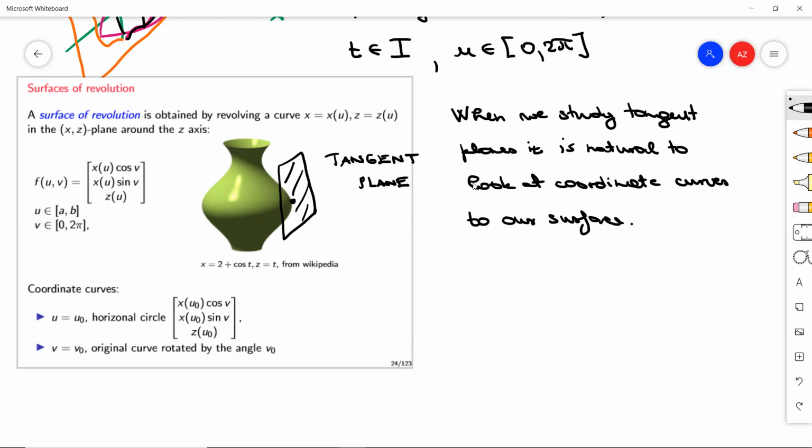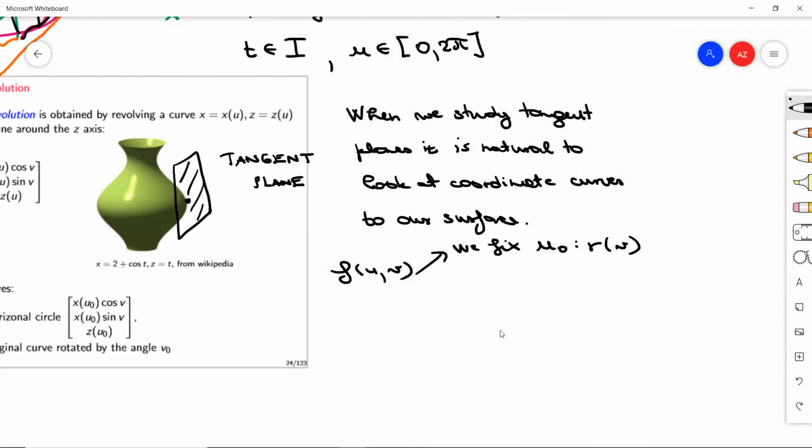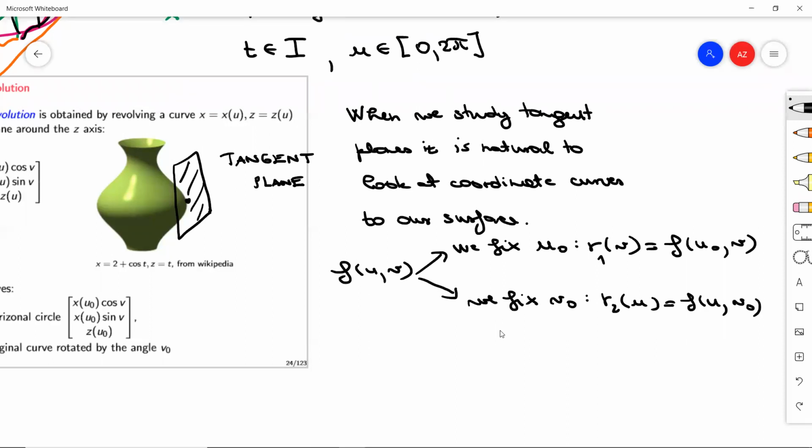And what are coordinate curves? So we have our surface f(u,v), and it has two coordinate curves. The first coordinate curve: we fix the first coordinate, u0, and we get some curve r1 depending on v, which is f(u0, v). And again, we fix v0, the other coordinate, and we get a curve which depends on the first parameter, so it's f(u, v0). So every point on the surface (u0, v0) lies on both coordinate curves.